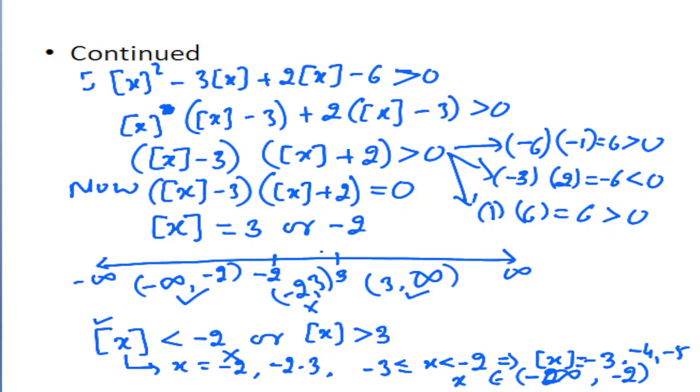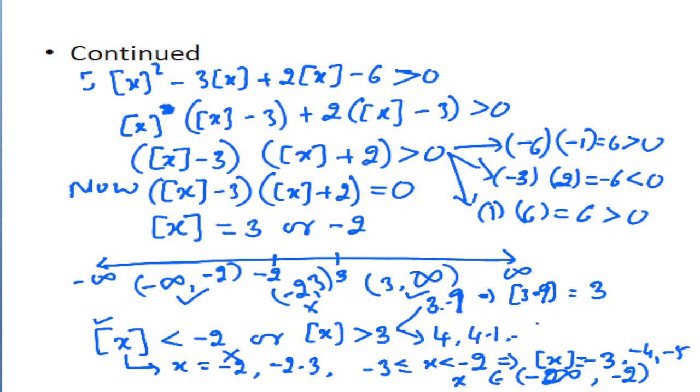Similarly, here we have one more condition, friends. The greatest integer function of x is greater than 3. Be very careful. Here, if you put 3.1, the greatest integer function of 3.1 is equal to 3. So x cannot be 3.1. Can you take 3.9? The greatest integer function of 3.9 is 3. So you must start from 4. The greatest integer function of 4 is 4. For any value greater than 4, the value is 4.